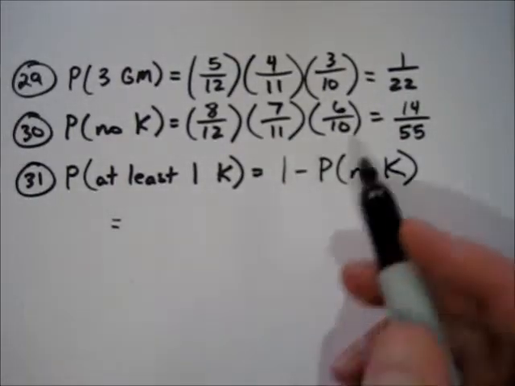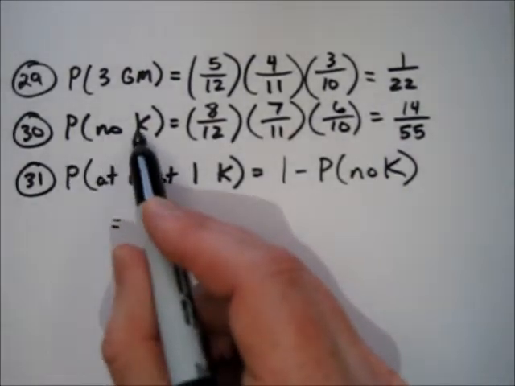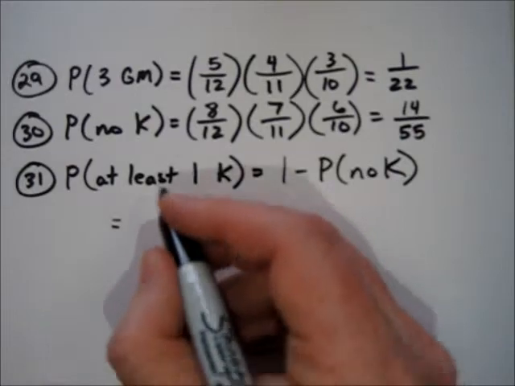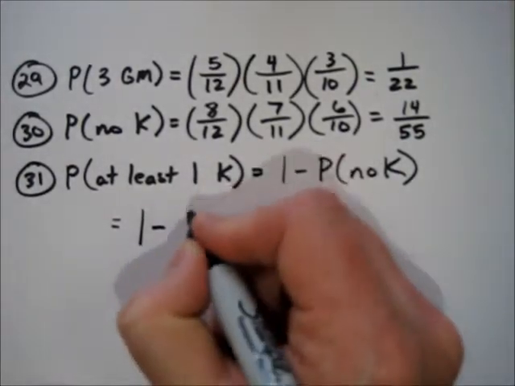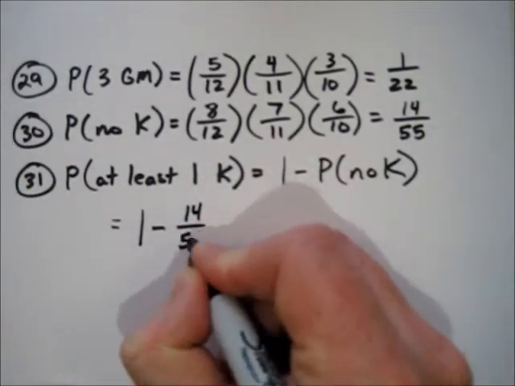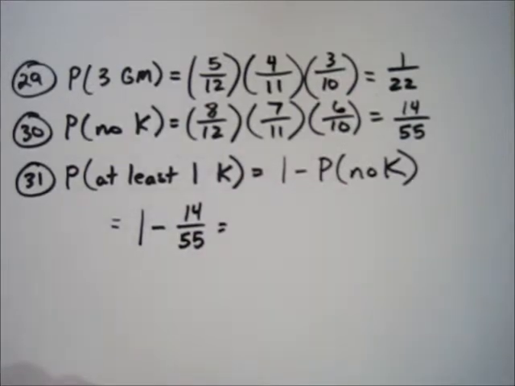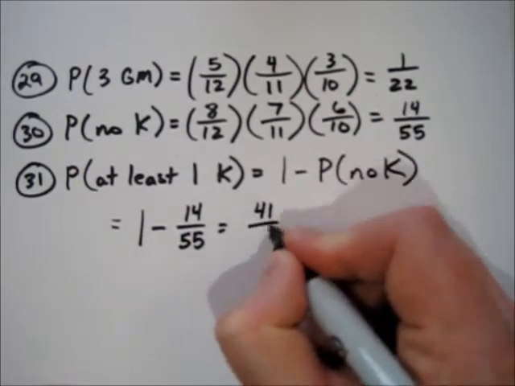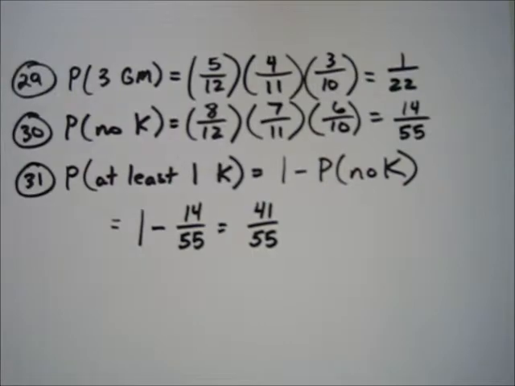And what do you know? We just calculated the probability of no Kellogg's cereal is 14 out of 55. So the probability of at least 1 is 1 minus 14 out of 55, which is 41 out of 55.